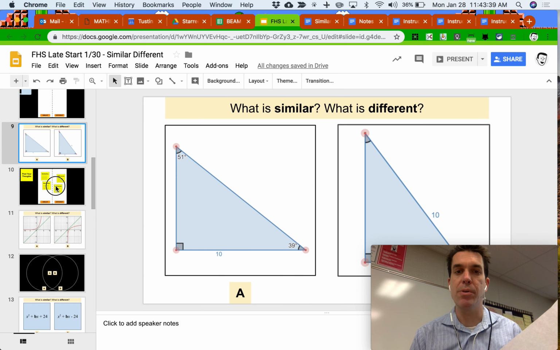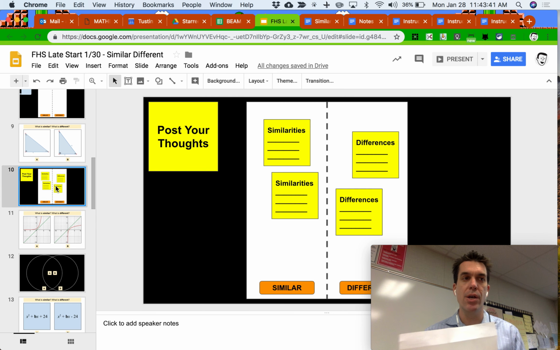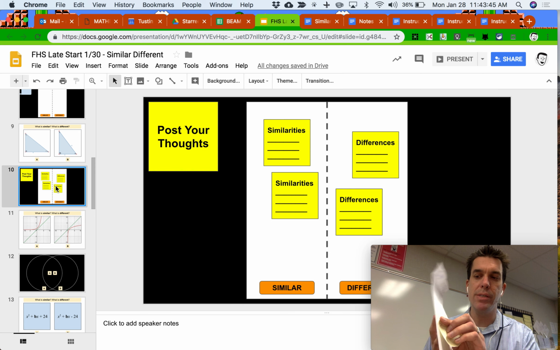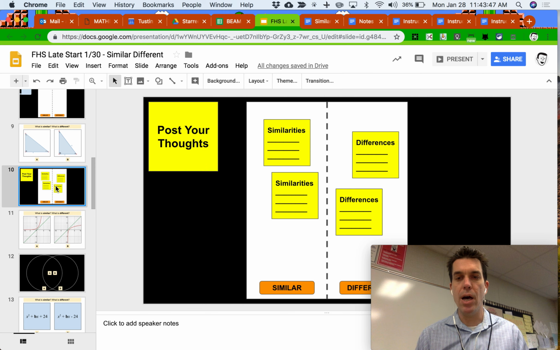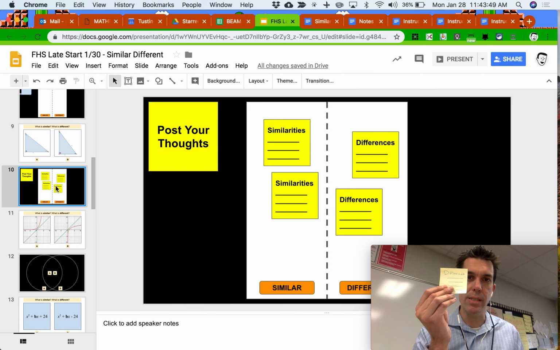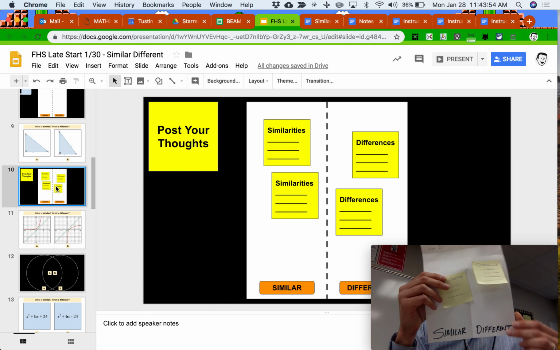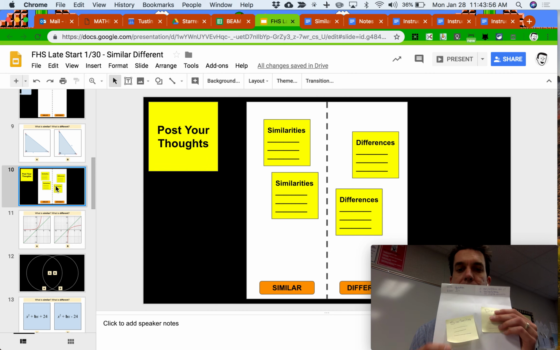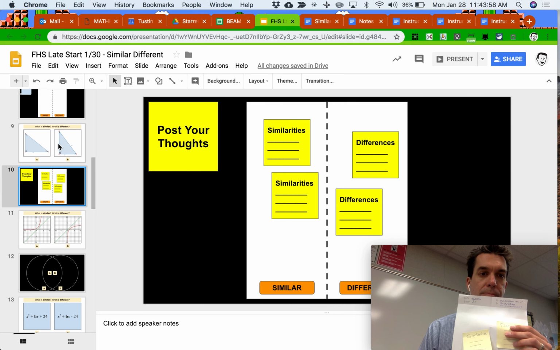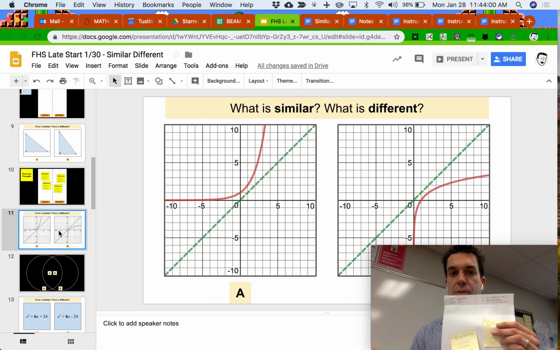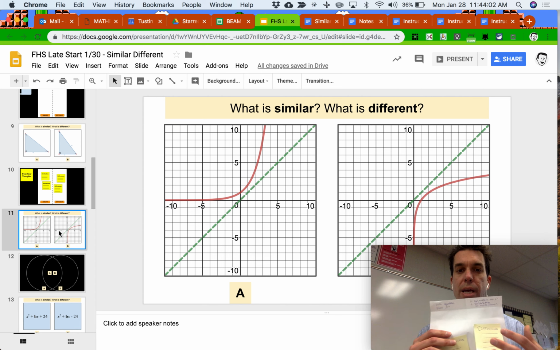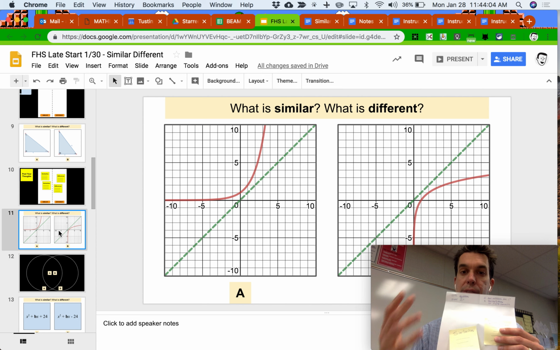So the second collaborative structure here is post your thoughts. Maybe my partner and I are in charge of writing as many similarities as possible, and then the other 2 people in the group are in charge of writing as many differences as possible, and we stick it on our sheet of paper in terms of our similarities and differences. All right, so let's say I'm coming up to my unit on logarithms and exponential functions. This is an opportunity to compare figure A to figure B.